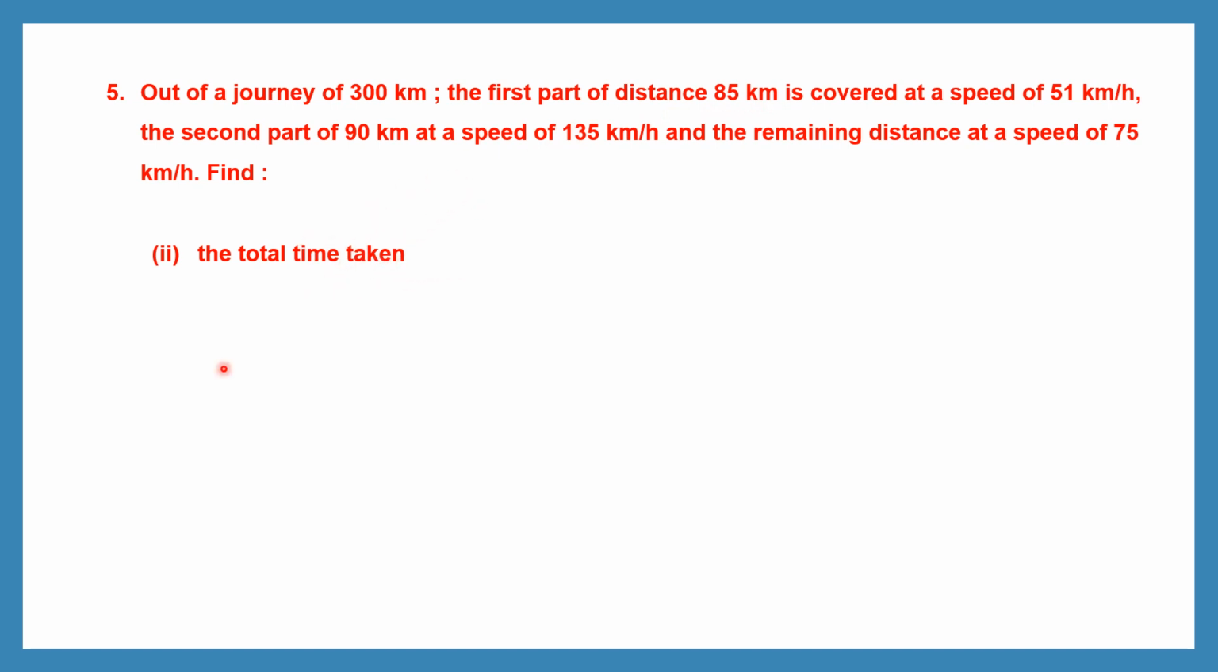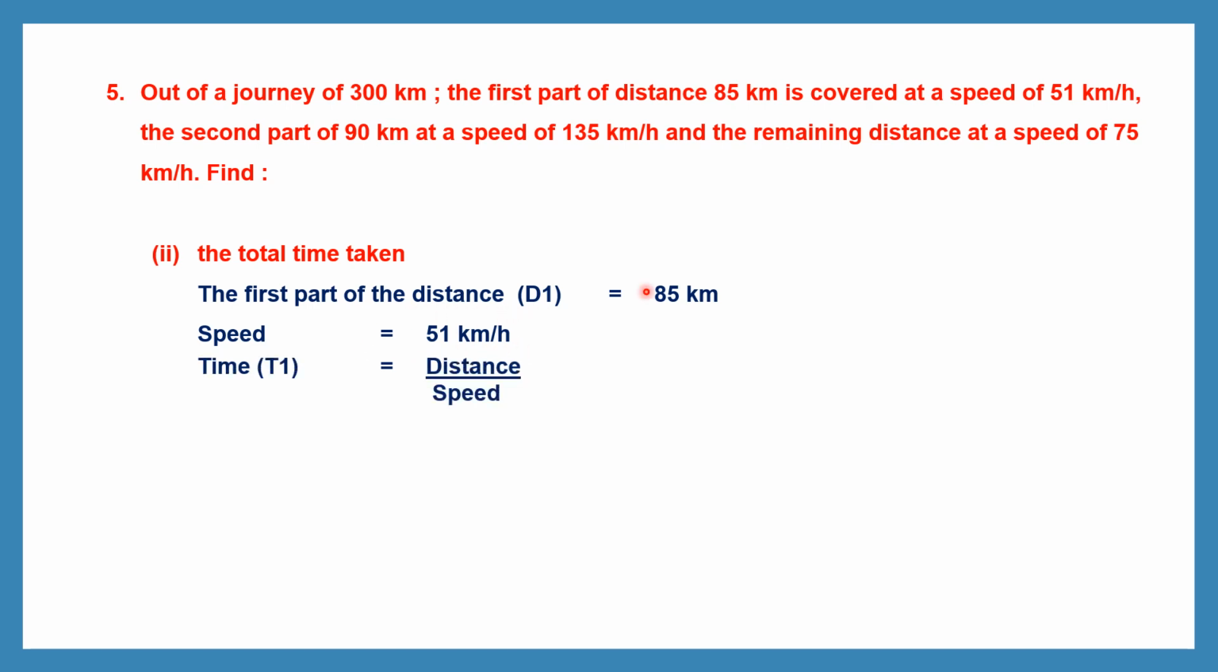So first let's write what's given. So here the first part of the distance given to us is 85, and then we have been given speed, which is 51 kilometers per hour. This is the first part. So speed is given, distance is given. Now we have to find the time, and the formula to find time is distance by speed. I have written this as T1 because here the first part the time will be T1. Second part, the time will be T2, and the remaining distance, the remaining part, that is the third part, time will be T3. Only then can we find the total time taken.